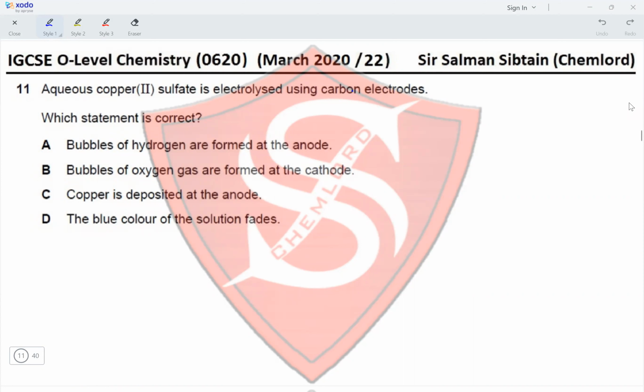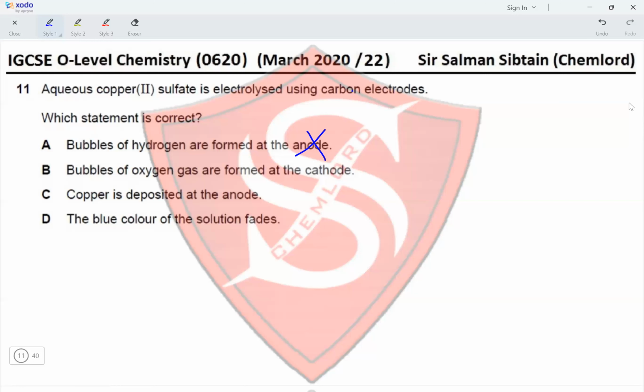So we have aqueous copper(II) sulfate present. Since copper is less reactive than hydrogen, copper will be deposited at the cathode and we would have oxygen gas being produced at the anode. So neither electrode has hydrogen being produced. So this statement is incorrect.